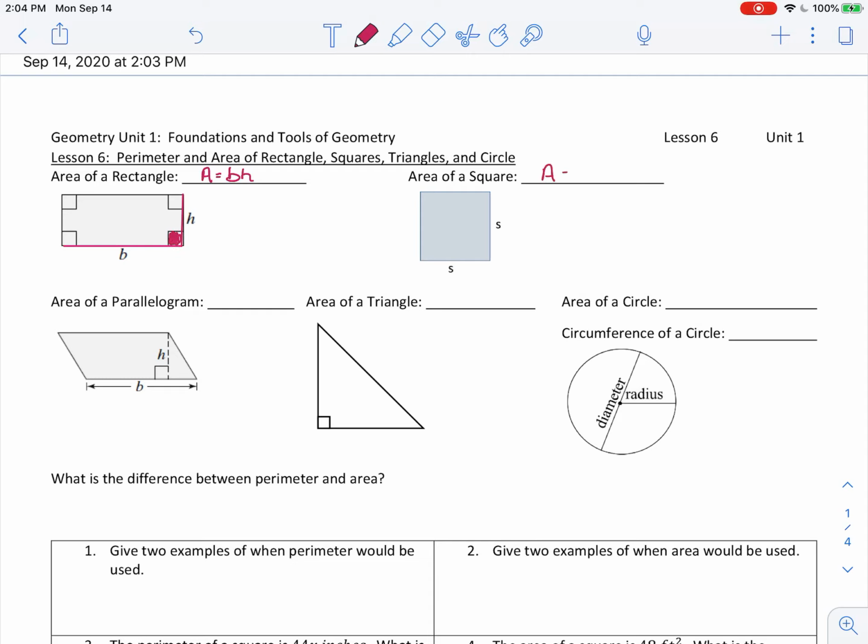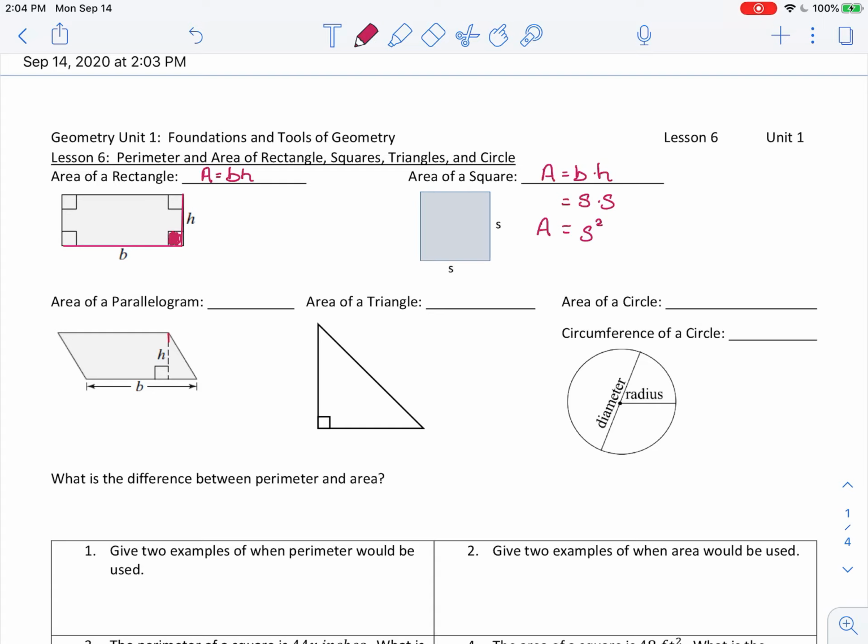Same idea for a square, because it's just also base times height. We can go ahead and say S times S, because it's the side length and they're the same thing. And anything times itself is S squared. So a lot of times it'll be really helpful to use S squared for the area of a square.